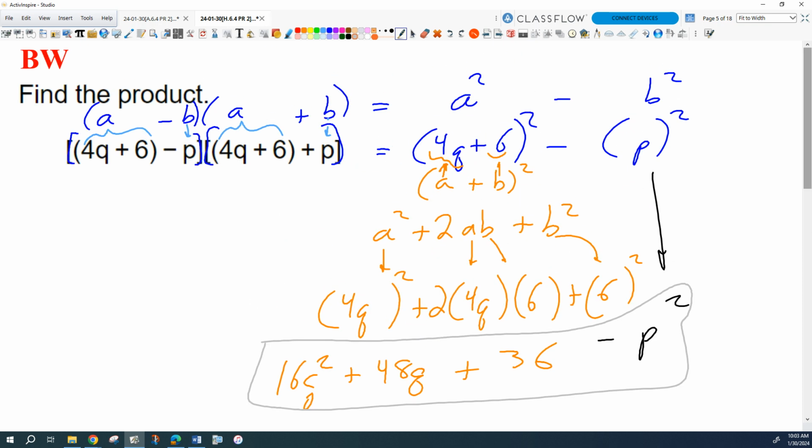See the organization though? We first had a conjugate pattern. Once we apply the conjugate pattern, then in the process of simplifying that, we had a binomial squared. Okay, make sense? All right.